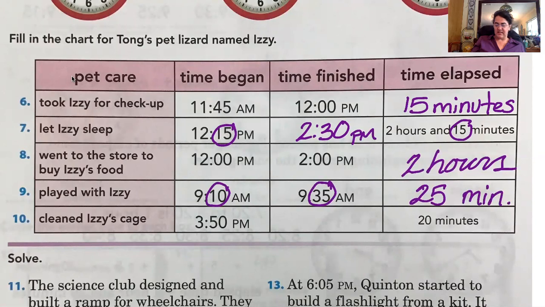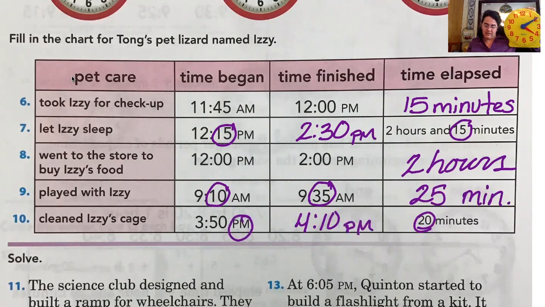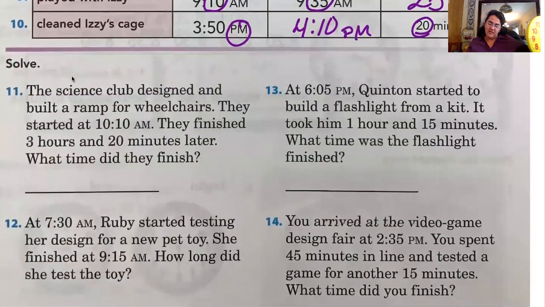And we cleaned Izzy's cage for 20 minutes starting at 3:50. I'm going to use my clock because 3:50 is an odd time. Okay, so I'm showing you 3:50. We want to go 20 minutes. So here's 5, 10, 15, 20. What time is it now, friends? 4 is our arrow hand. 4:10. Good job. And is that AM or PM? PM. Good job.